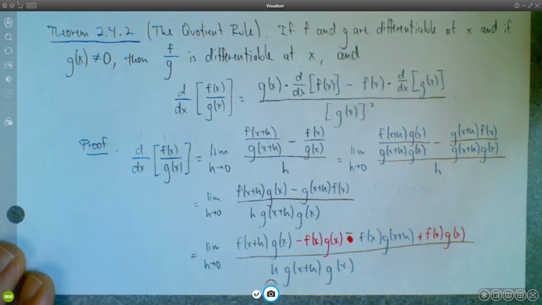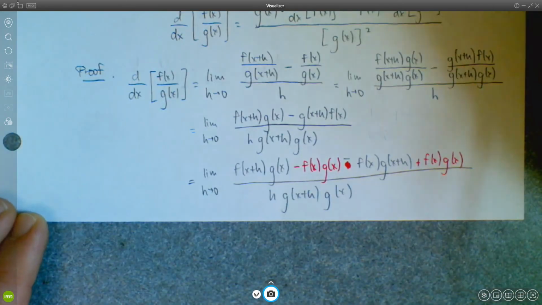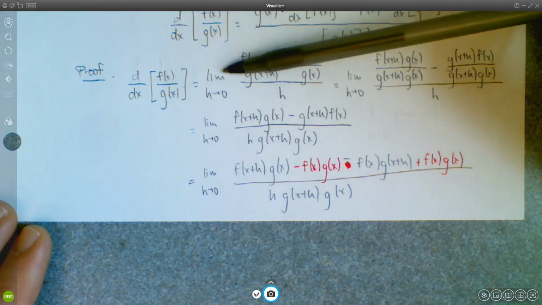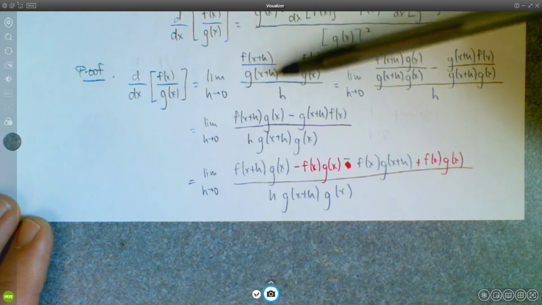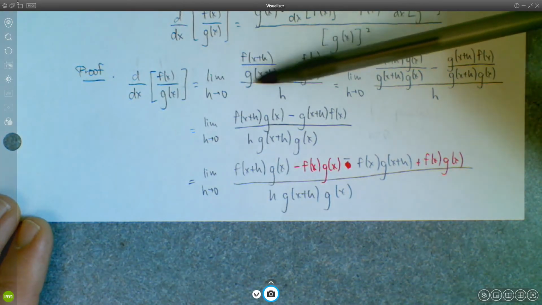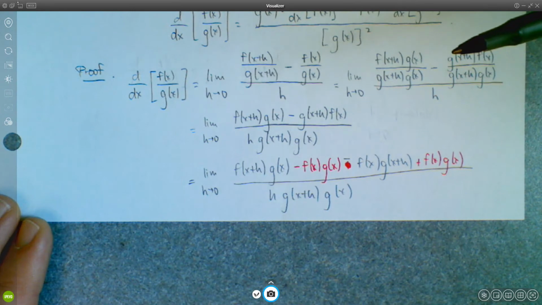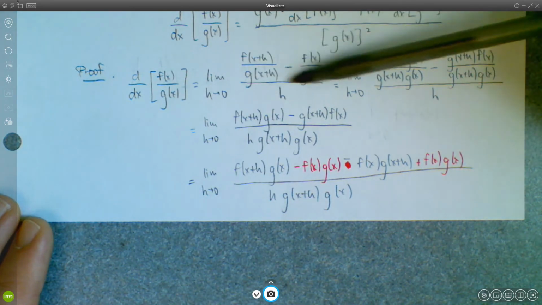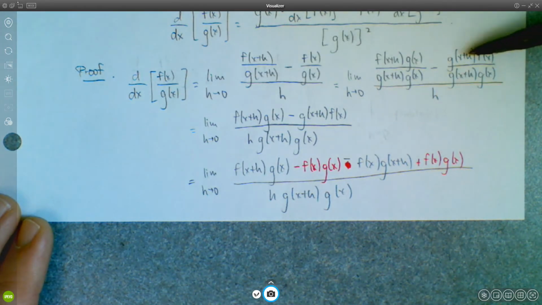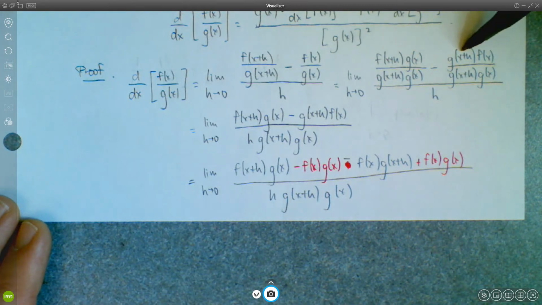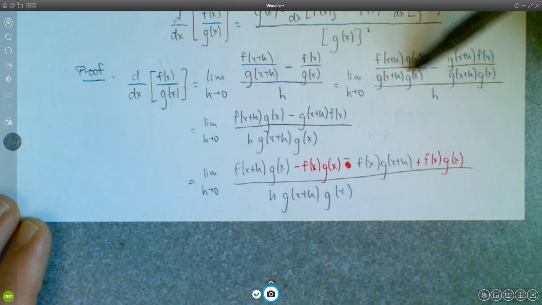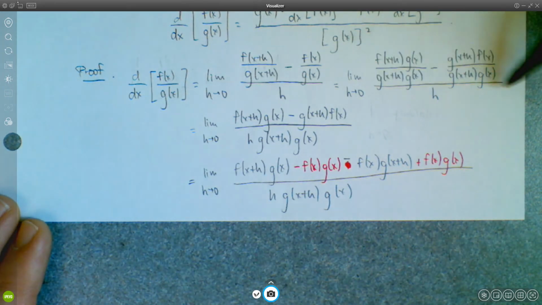Okay. So again, we can go through the proof of this, right? By definition, the derivative is going to be the limit as h approaches 0 of f of x plus h over g of x plus h minus f of x over g of x, all divided by h. Now we can get common denominators and then combine those two expressions. What we would end up with is f of x plus h times g of x minus g of x plus h times f of x, all over g of x plus h times g of x, all over h.